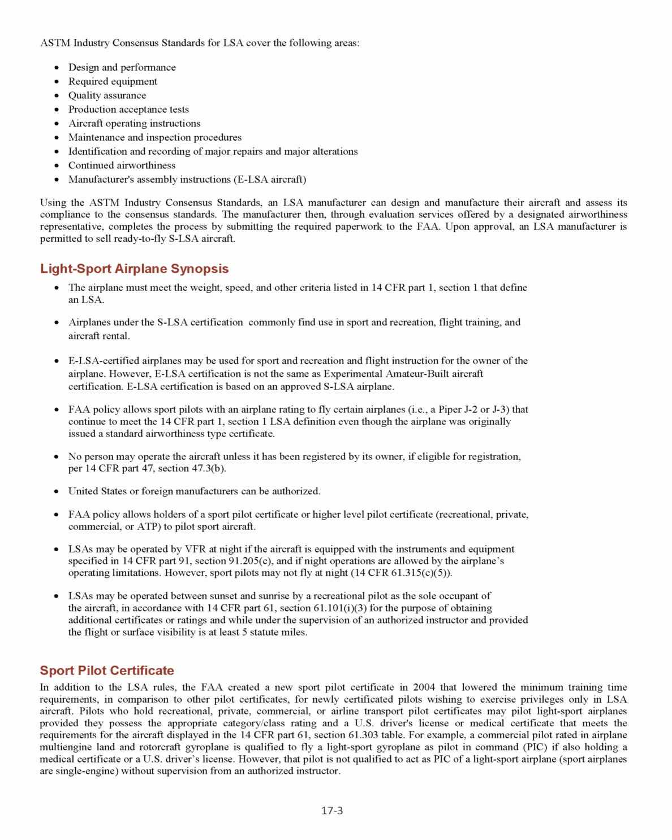FAA policy allows sport pilots with an airplane rating to fly certain airplanes, i.e., a Piper J2 or J3, that continue to meet the 14 CFR Part 1, Section 1.1 LSA definition even though the airplane was originally issued a standard airworthiness type certificate. No person may operate the aircraft unless it has been registered by its owner, if eligible for registration, per 14 CFR Part 47, Section 47.3(b). United States or foreign manufacturers can be authorized. FAA policy allows holders of a Sport Pilot Certificate or higher level pilot certificate, recreational, private, commercial, or ATP, to pilot sport aircraft.